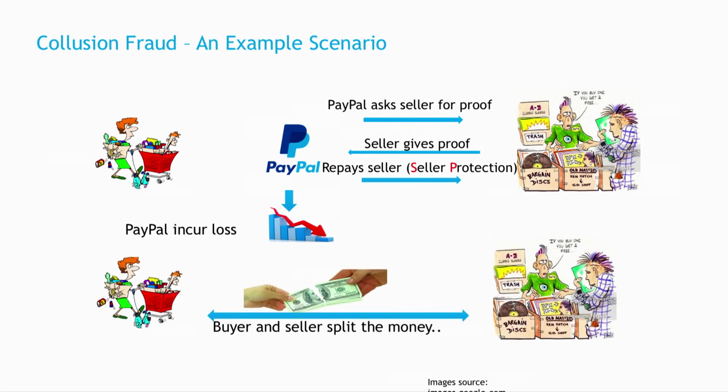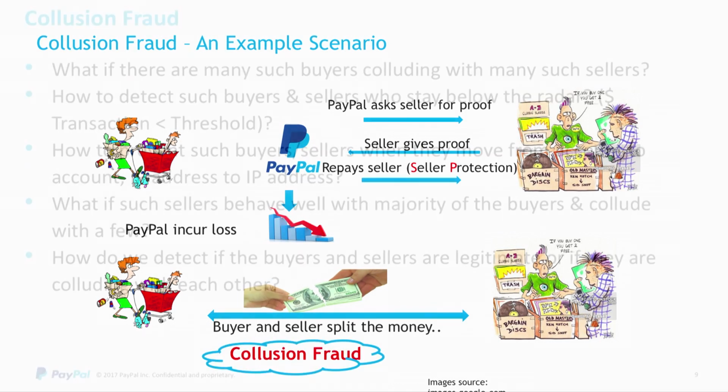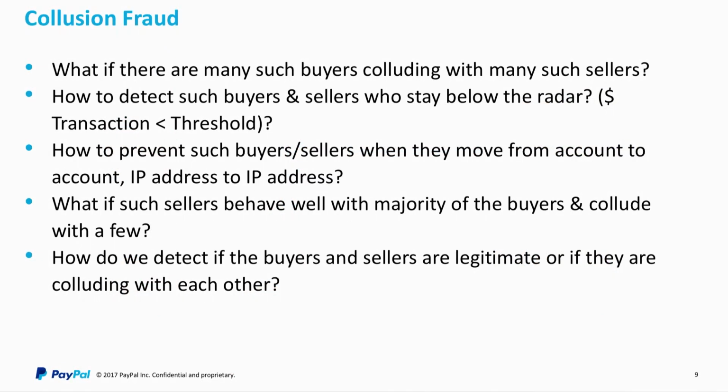So in this case, assume the seller and buyer split the money. You can see the buyer and seller are colluding to ship an empty box, so we call it the empty box problem. We have several cases where buyers and sellers collude together to steal money from PayPal. Obviously there could be many such buyers and sellers, and how do we detect those who constantly stay below the radar?